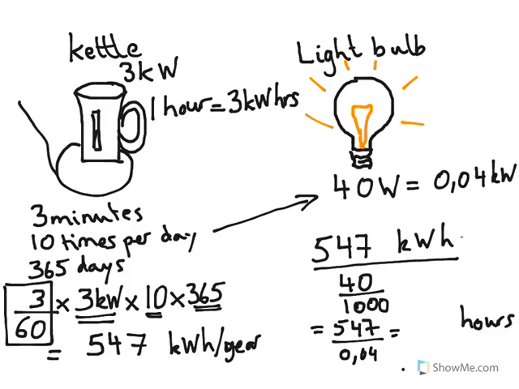So we'd actually get 547 divided by 0.04, and that would give us the number of hours that bulb could be lit for. So we do that, 547 divided by 0.04. That gives us 13,688 hours. So we could actually have the light bulb lit for 13,688 hours.